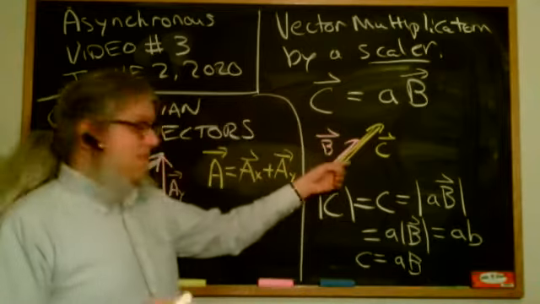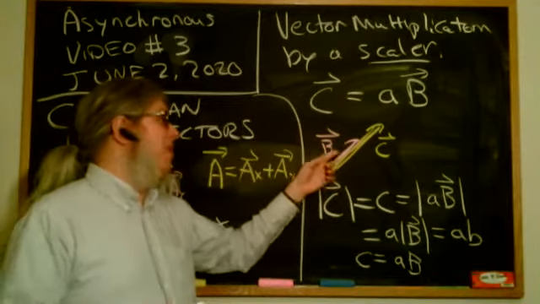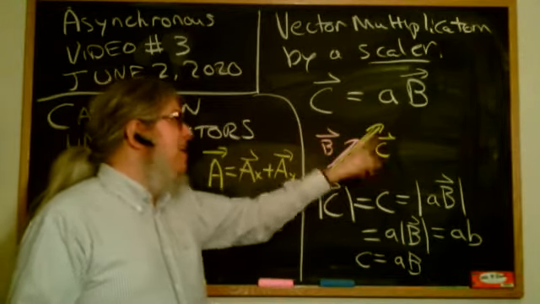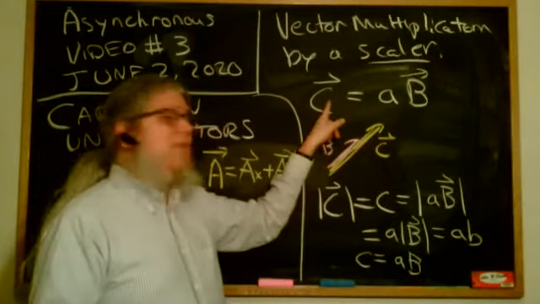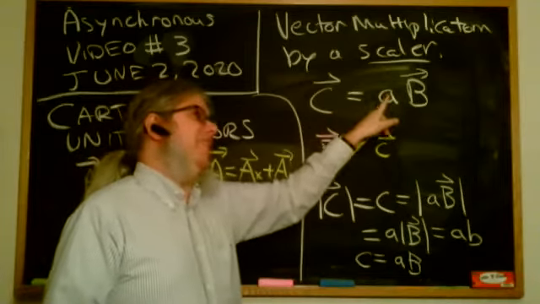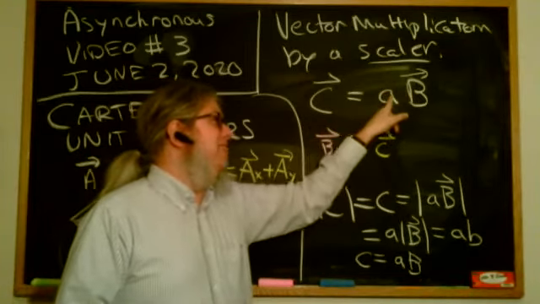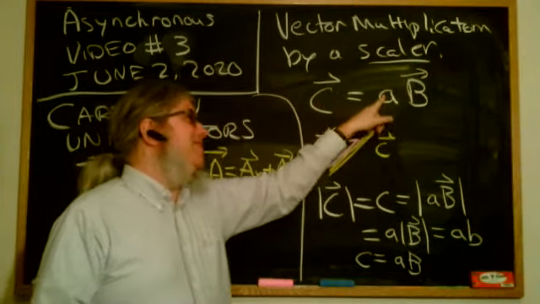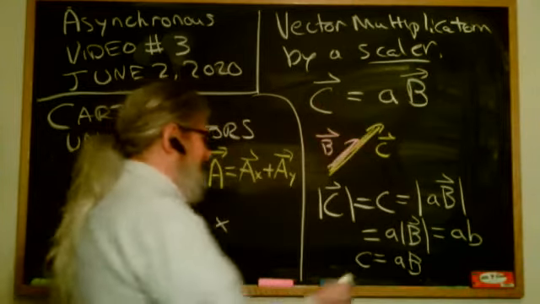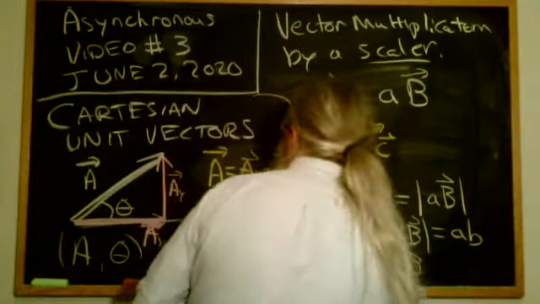So the way to think of this multiplication is very, very simple. If I take a scalar and multiply the scalar times a vector, I get a new vector whose magnitude is just equal to the magnitude of these two things together. That's not so bad.